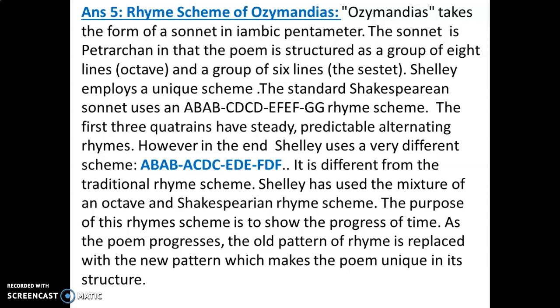Shelley employs a unique scheme. The standard Shakespearean sonnet uses an AB, AB, CD, CD, EF, EF, GG rhyme scheme. The first 3 quatrains have steady, predictable alternating rhyme. However, in the end, Shelley uses a very different scheme: AB, AB, AC, DC, EDE, FDF. It is different from the traditional rhyme scheme.